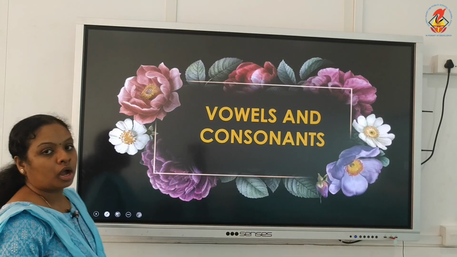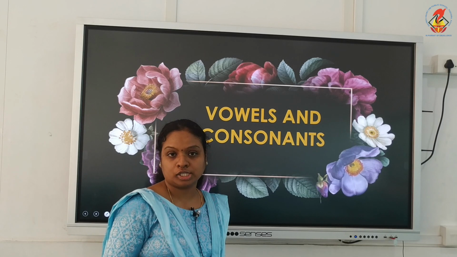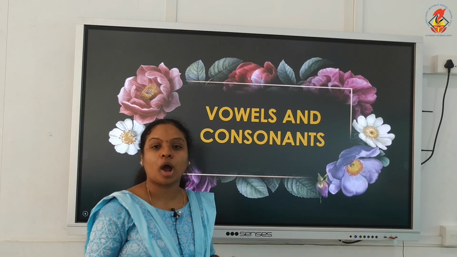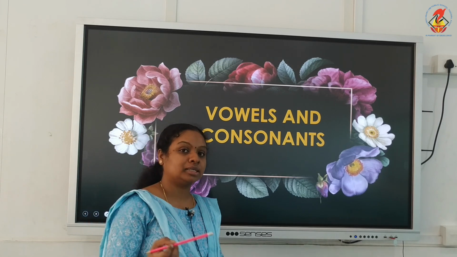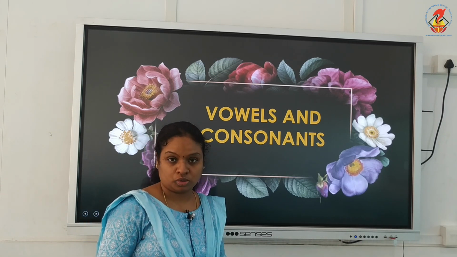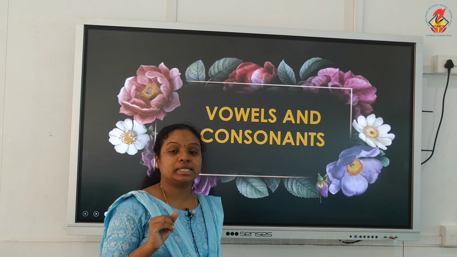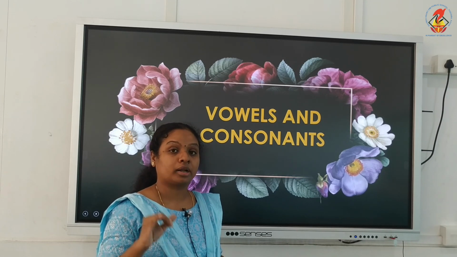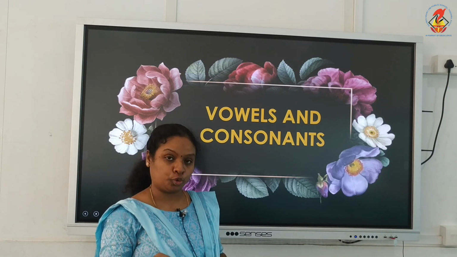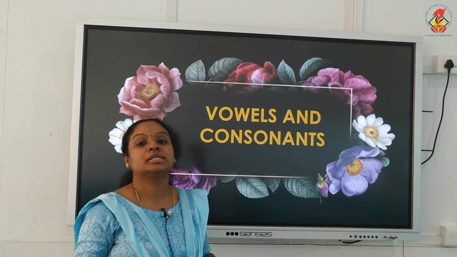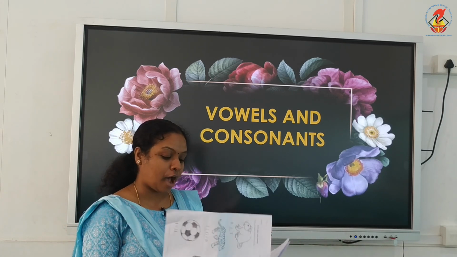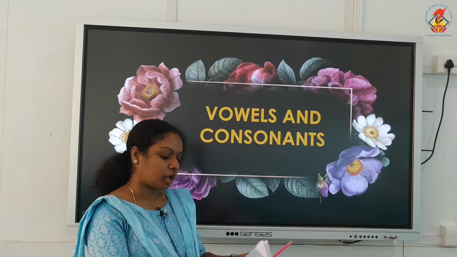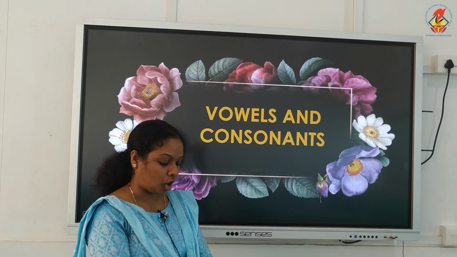So I hope you understood today's class. Today we have learned about the vowels and consonants. Okay, 26 letters are there in the English alphabet. Among that 5 letters are vowels. They are A, E, I, O, U, and the rest of the letters are consonant letters. So what you have to do is complete this worksheet, the vowels and the consonants.